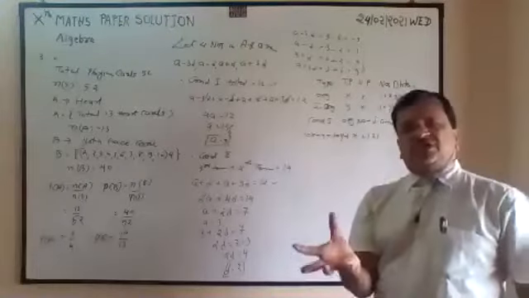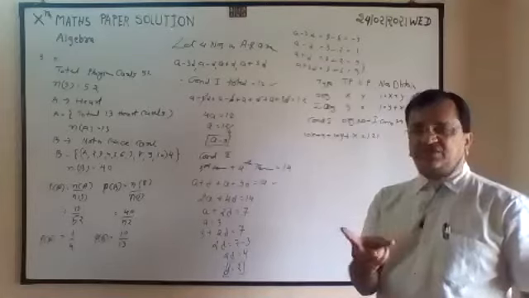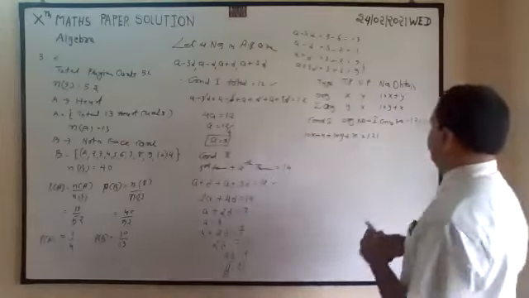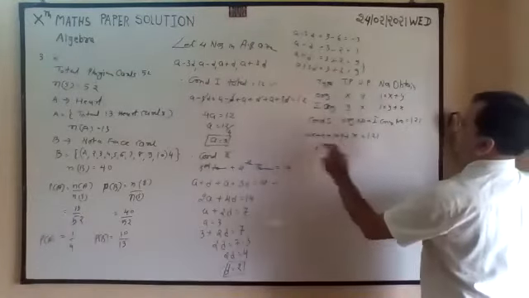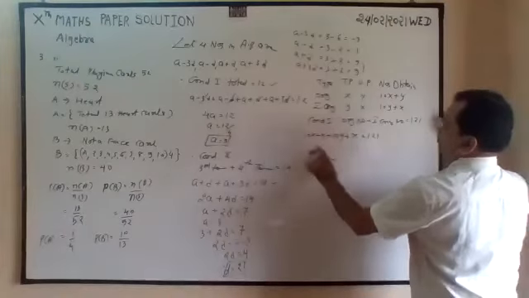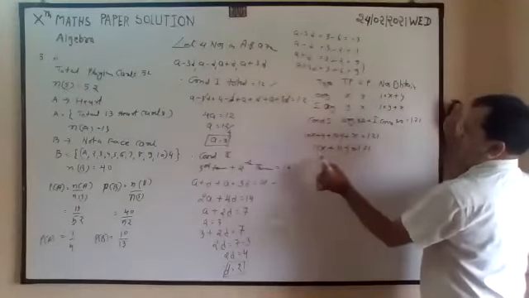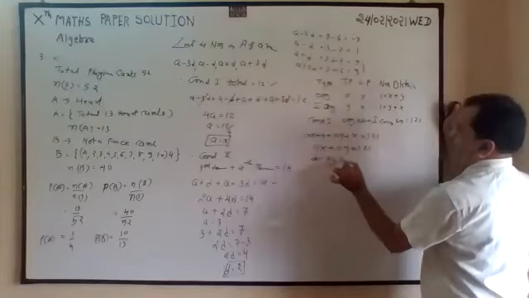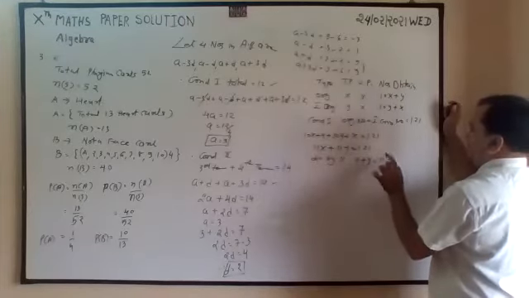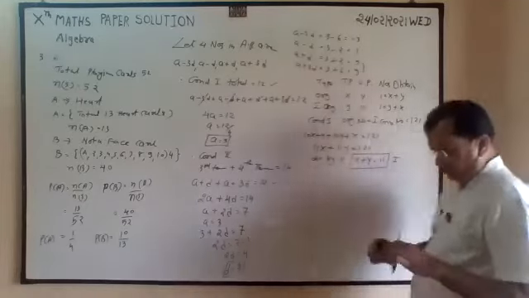Original number plus interchange number, always you will get 11x plus 11y. And the difference, always you will get 9x minus 9y. Now condition 1: original number plus interchange number is 121. So 10x plus y plus 10y plus x is 121, which is 11x plus 11y is equal to 121. Divide by 11: x plus y is equal to 11. This is equation number 1.